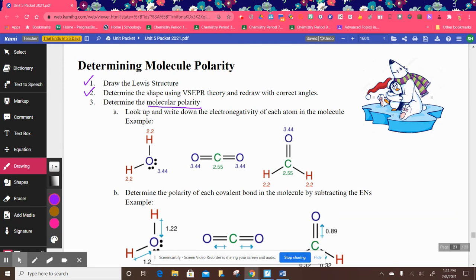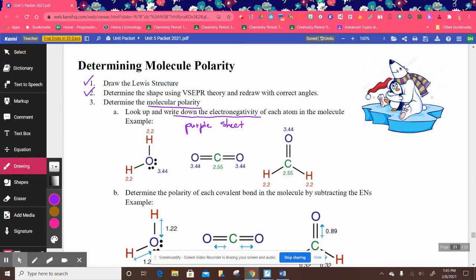So what you would do is draw your molecule with the correct shape to it, and then you'll want to jot down the electronegativity of each atom in the molecule. So for example, we have water here. These numbers might be a little different than the ones on your purple sheet, but you're going to go to your purple sheet and look up those electronegativities. And really what we want to do is see if the surrounding atoms on the central atom are pulling with equal strength and in opposite directions.